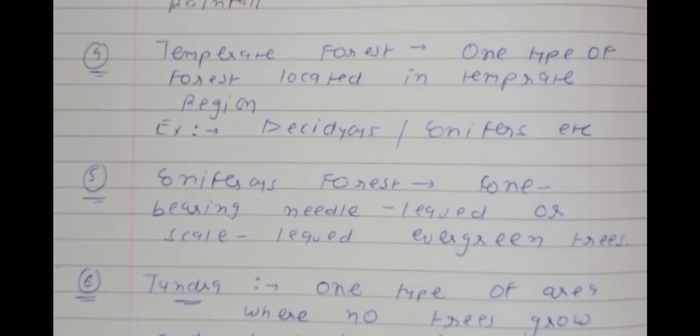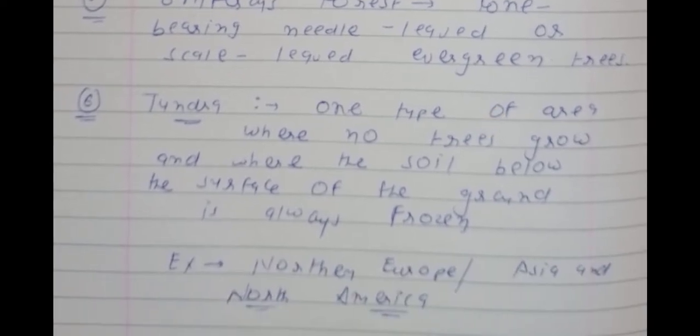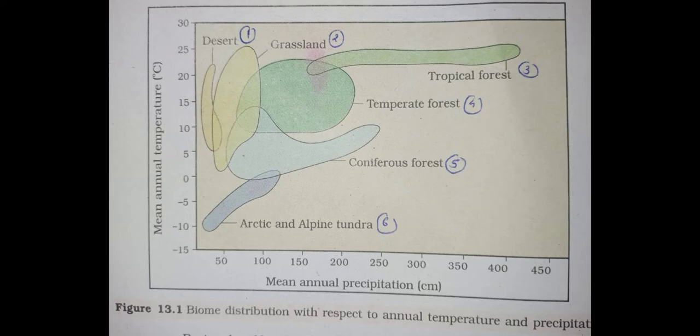You know that the cone bearing needle-shaped leaves or scaled-leaved evergreen trees are there. And last one is about the tundra, one type of area where no trees grow, and where the soil below the surface of the ground is always frozen. For example, you can say that the northern part of Europe, Asia, as well as North America. So you will remember these 6 names again: desert, grassland, tropical forest, temperate forest, coniferous forest, Arctic and alpine tundra.